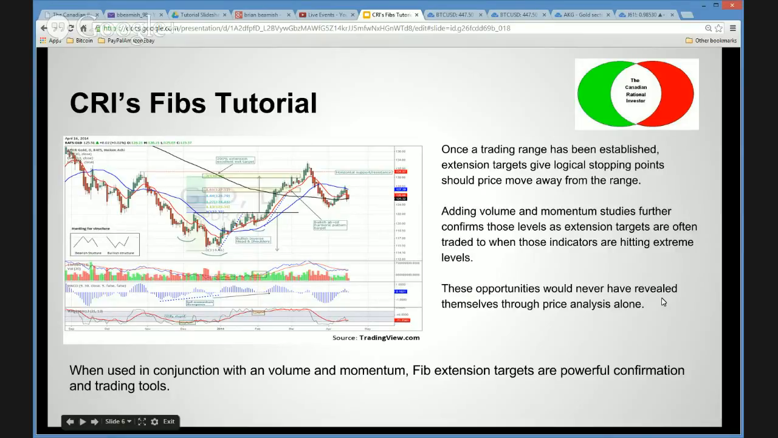These opportunities, of course, you've heard me say this before, would never really reveal themselves through price analysis alone. So when used in conjunction with volume and momentum, fib extension targets are powerful confirmation and trading tools. So, again, this is this gold trade. There's the inverted head and shoulders, so you have nice price action. Where's this market going to go to? We know the inverted head and shoulders, classically, is the head to the neckline projected off the neckline, which mathematically is that 200% target.